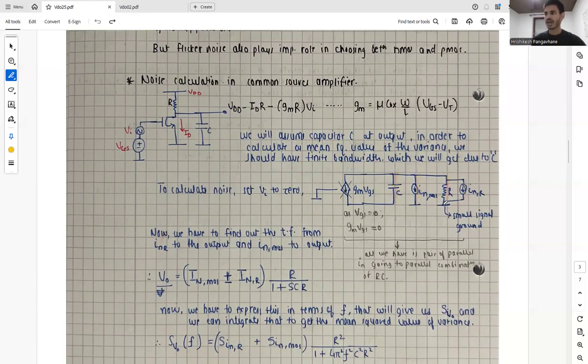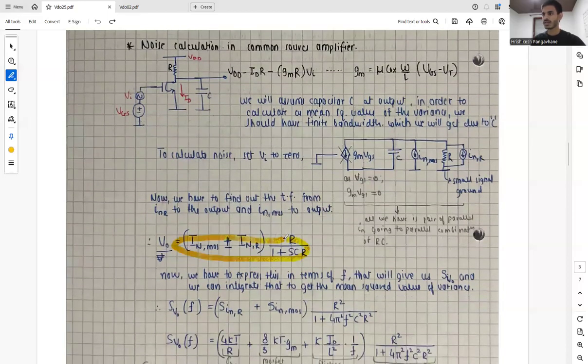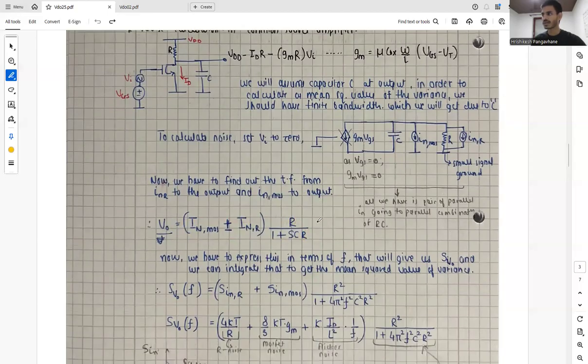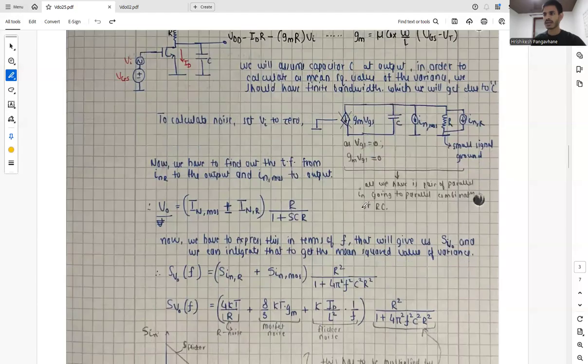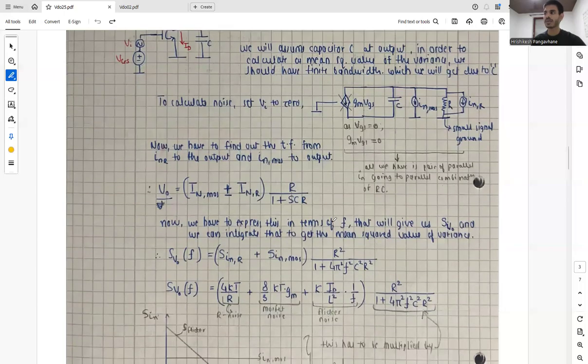So now we have to find the transfer function from the current source, that is, In of R to the output, and In of MOS to the output. So basically Vo is the impedance of the parallel combination of R and C times the sum of currents. So this is our transfer function, and now we have to express this in terms of f, and that will give us the spectral density of the output, and we can integrate that to get the mean square value of the variance.